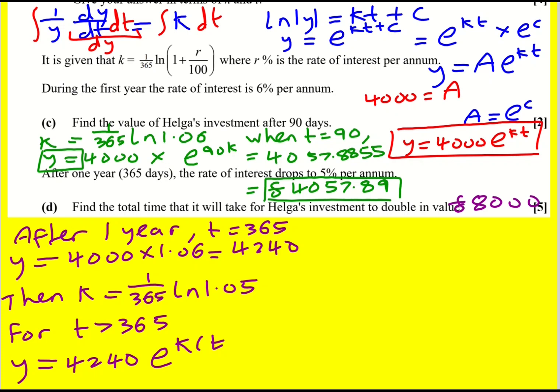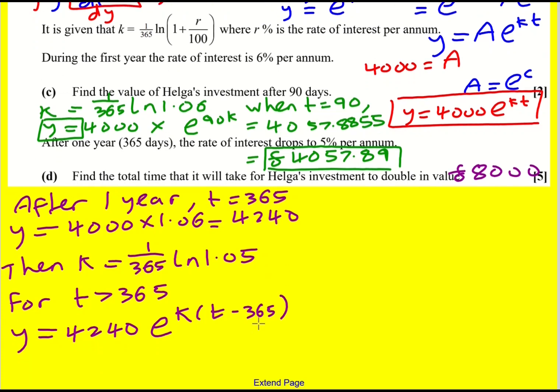There's going to be a slight shift. It's going to be t minus 365. So it's a new function that I've created. That's quite tricky, I think, but I'm hoping it makes sense. I just want to talk about it a little bit more.